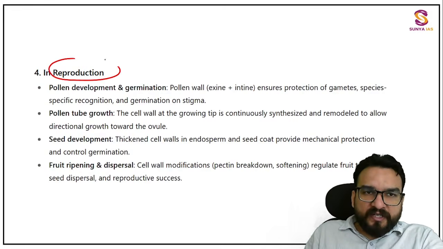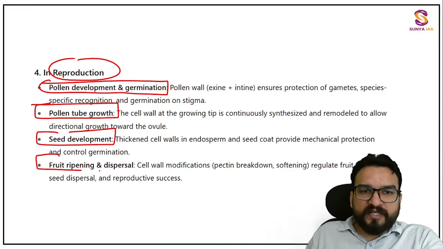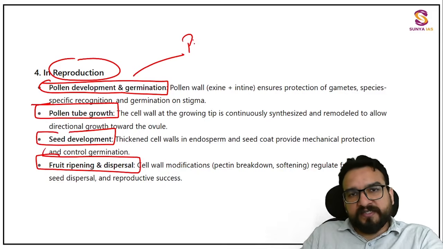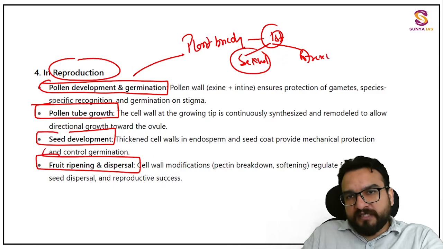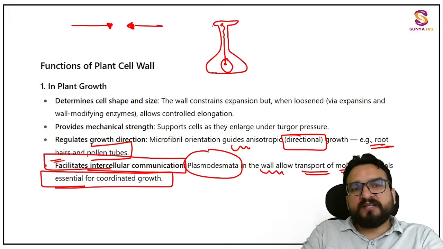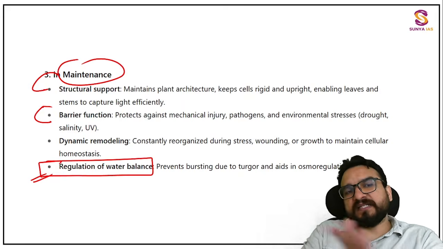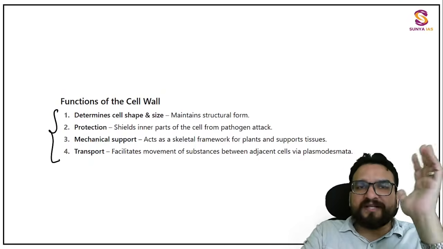Again I'm saying, reproduction: pollen development and germination, pollen tube growth, seed development, and fruit ripening and dispersal. This you will understand in plant breeding. In plant breeding, the first chapter will be about sexual and asexual reproduction in plants, and that I'll be telling you. Okay, so don't worry about it. So over here, in plant cell wall, you have understood the functions from 4 areas. More than enough in plant cell wall. 2 things we have covered.